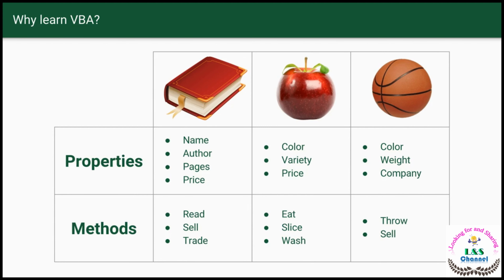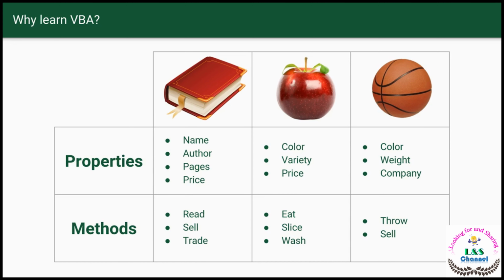Notice that none of these things are things that I do with a book, right? These are not verbs that I would ever use when writing something about a book. These are rather details that describe what the book is like, what its shape is like, what its structure is like, what its state is like. In comparison, methods related to a book, things that I can do with the book, include reading. I can read a book, I can sell a book, and I can trade a book.